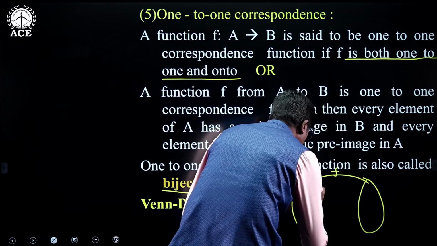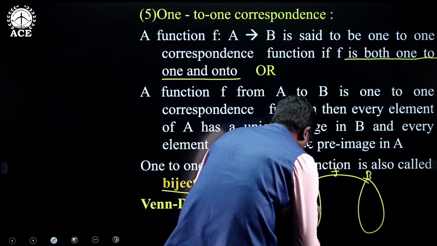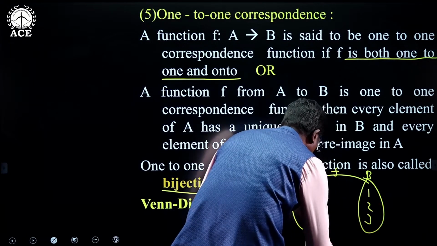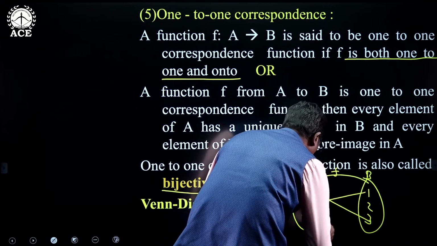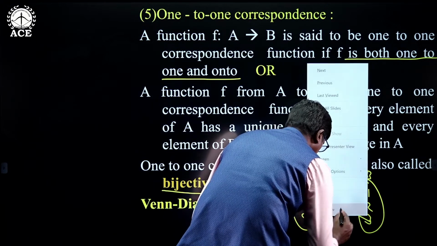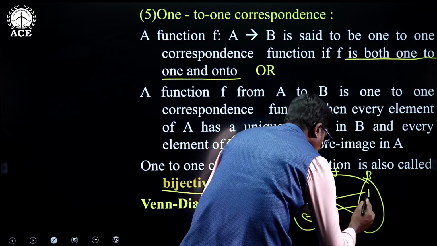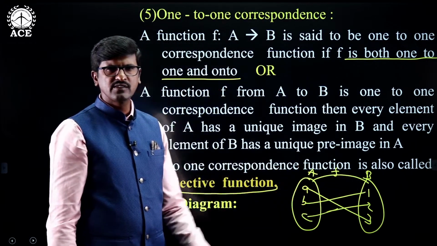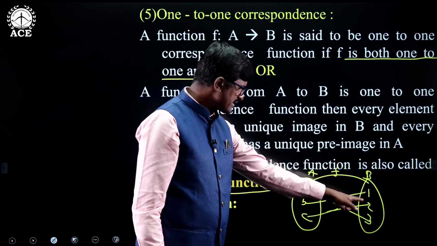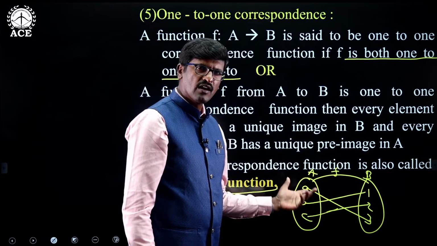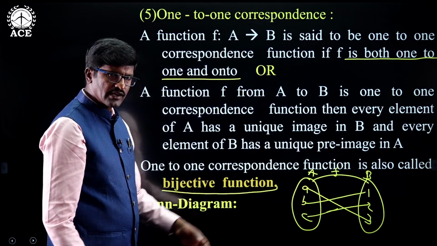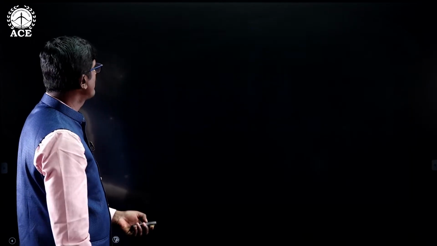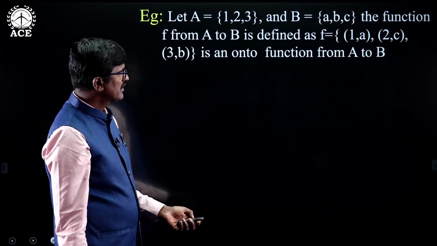This is f, this is A, this is B. A, B, C, 1, 2, 3. A is mapped to 3, B is mapped to 1, and C is mapped to 2. Now look, different elements are having different images. Therefore, this is a one-to-one function. For every element in set B, there is a unique pre-image, so it is onto. That is both one-to-one and onto. Therefore, that is a one-to-one correspondence function. These are all the different types of functions.